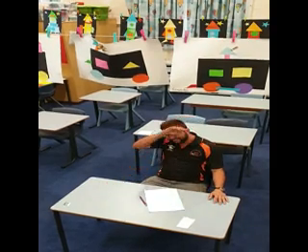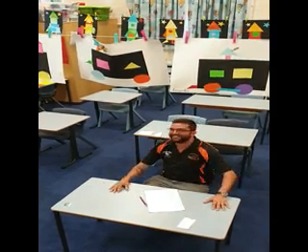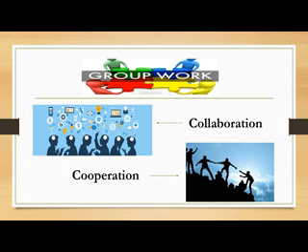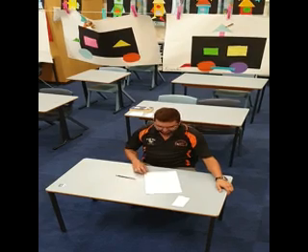Now, are you exhausted from that excursion? I bet. Let's talk about the next learning space, the group collaborative and cooperative. Now, this is all about group work. Student-team learning is a great way to get students to work as a team. They must have rewards, have a goal in mind for them to achieve, and they must have accountability. Nobody can just sit back and let the others do the work. Collaboration is all about sharing knowledge. However, cooperation is where you use that knowledge together to all achieve that goal. Group work is a very important part of school learning.